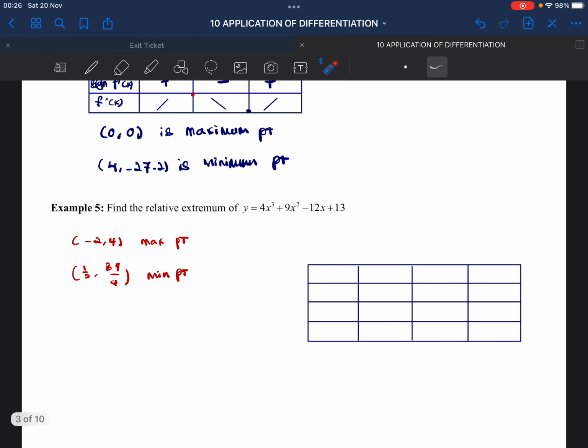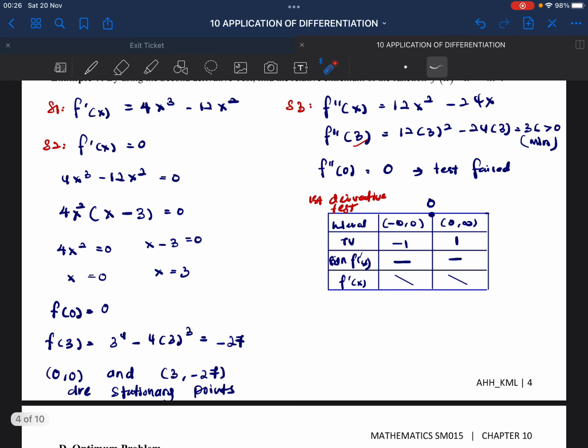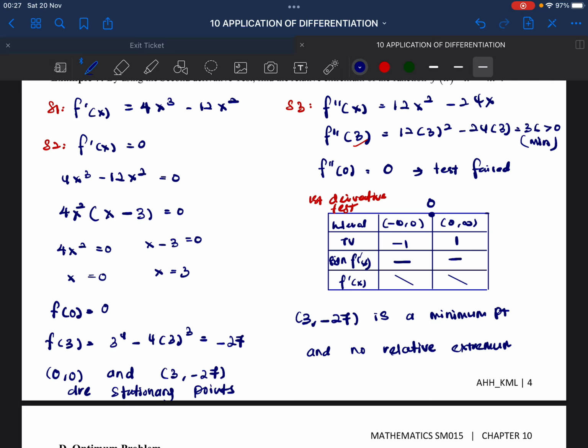So we can conclude that, mana soalan saya tadi? We can conclude that first, this part here, ini ialah minimum. Okay, we know that 3, pasangan dia ialah negative 27. 3, negative 27 is a minimum point, while our point 0, 0, there is no extremum, no relative extremum at 0, 0. Okay, so that is how you are going to write your answer.